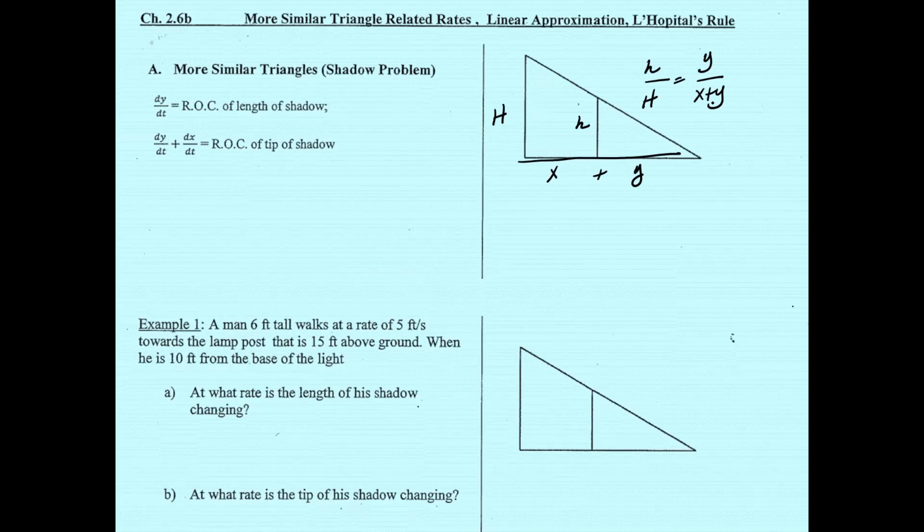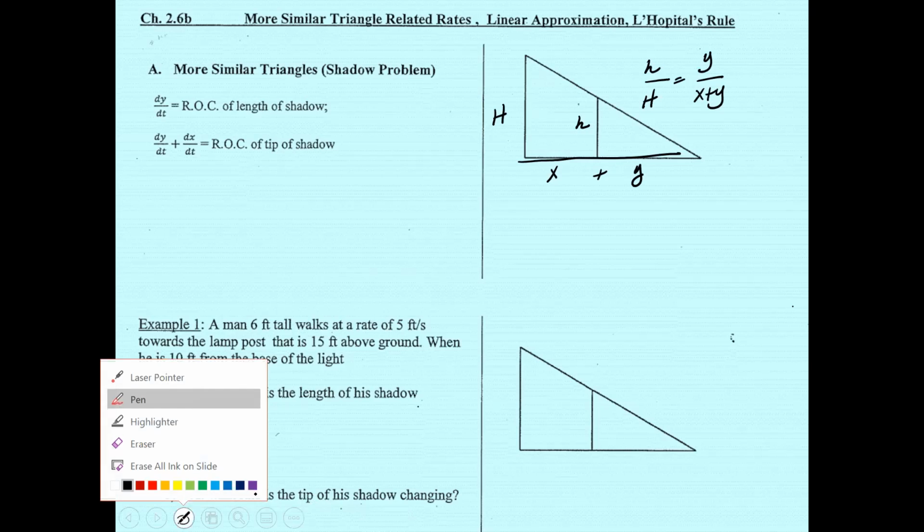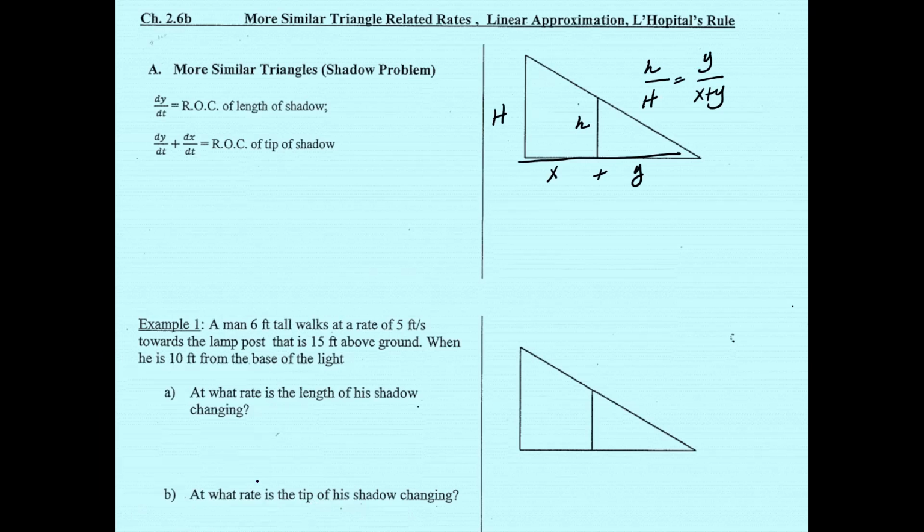Let's go ahead and take a look at an example so that way we have an idea as to what to do with this. So with example 1, it says a man 6 foot tall is walking at a rate of 5 feet per second. So then your dx over dt is equal to negative 5 feet per second towards a lamp post that is 15 feet above the ground. So here is a lamp post, 15 above the ground. The man, which is this person right here, is actually 6 feet. Okay, and then here's your x, here's your y.